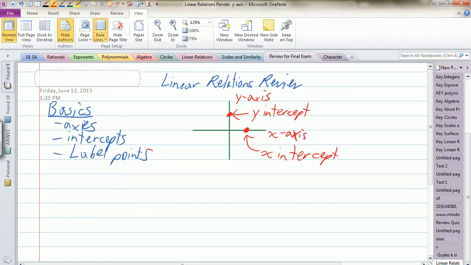Okay. You have to be able to graph and label points. You also should know the quadrants. This here is quadrant number 1, quadrant number, and quadrant number 4. Okay. Any questions about the quadrants or the intercepts?